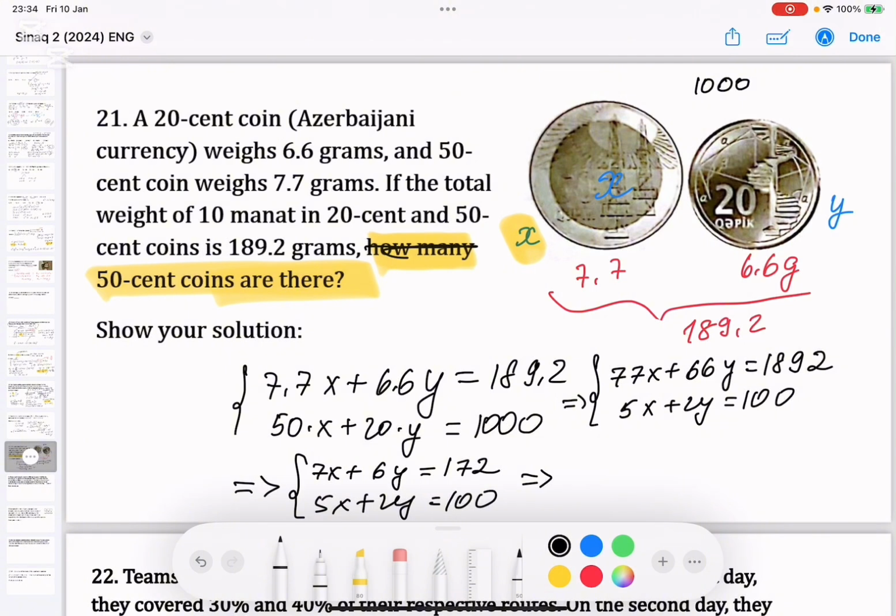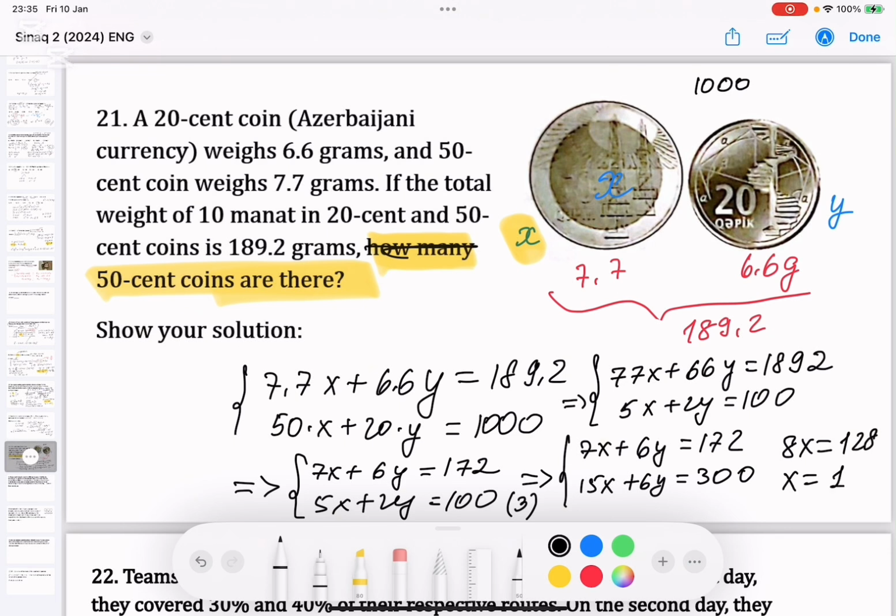We have to find x from the system of equations. I can multiply the second equation by 3 and then subtract. So I'm going to have 7x plus 6y equals 172, and 15x plus 6y equals 300. 8x is equal to 128. x would be equal to 16. So we have 16 50-cent coins.